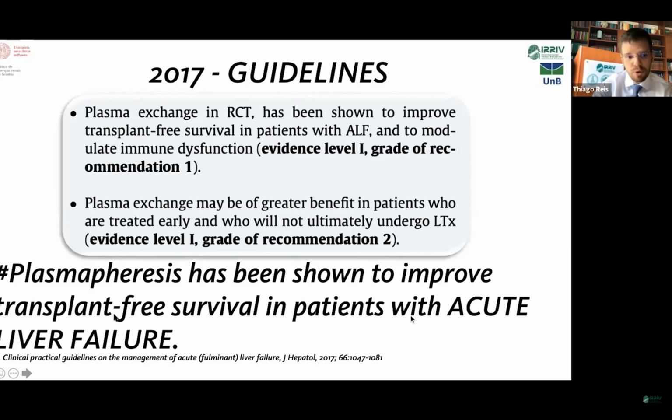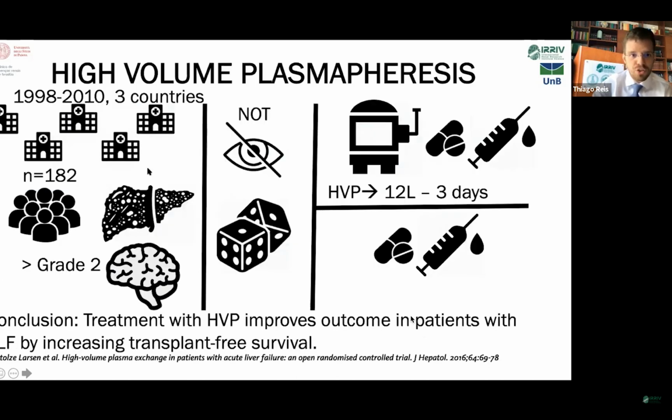Plasmapheresis has been shown to improve transplant-free survival in patients with acute liver failure. This was based on the results of a trial conducted from 1998 to 2010 with 5 centers, 182 individuals with liver failure and at least grade 2 encephalopathy. They were randomized to receive standard care or standard care plus high volume plasmapheresis, meaning an exchange of 12 liters of plasma on 3 consecutive days.